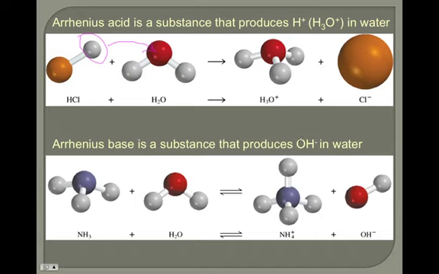Now, a base produces hydroxide in water. So here's ammonia, which actually does not have a hydroxide on it, right? But water does. If you look right here, this is a hydroxide. So if we remove this by sticking it on our ammonia, now we have the ammonium ion and a hydroxide. And so this does donate or produce hydroxide ions in water, and that is what makes it a base.